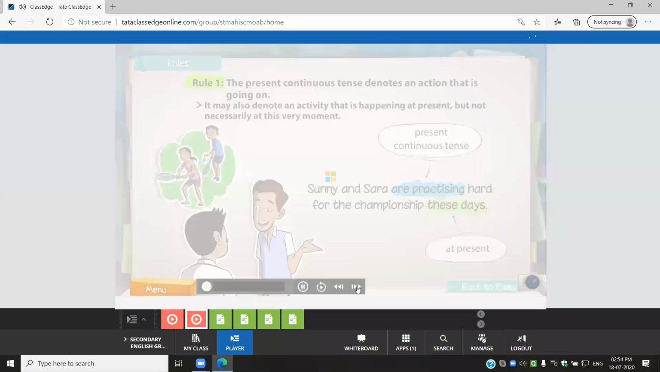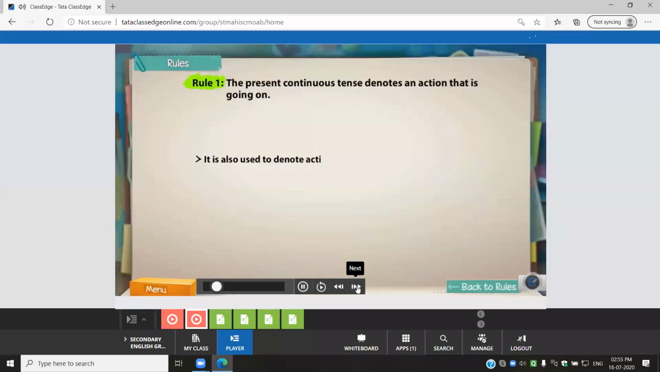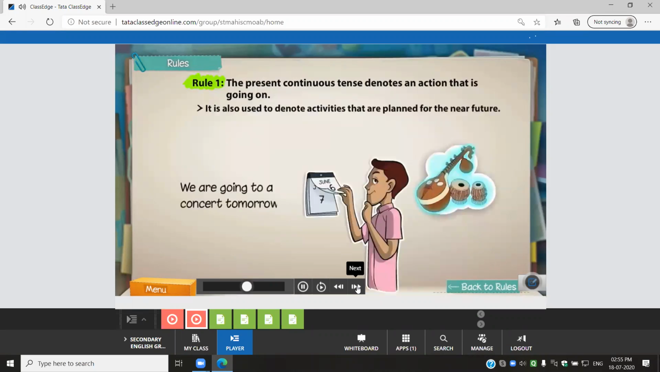You could also use the present continuous tense for activities that are planned for the near future. For instance, in this sentence, the action of going to a concert will happen the next day, but we use the present continuous tense to indicate it.